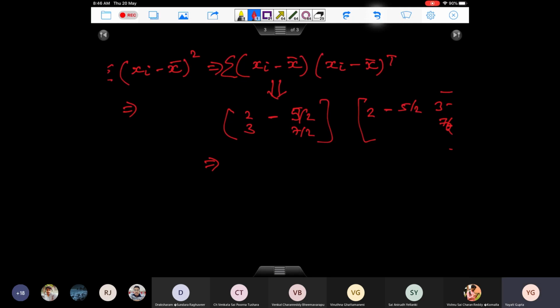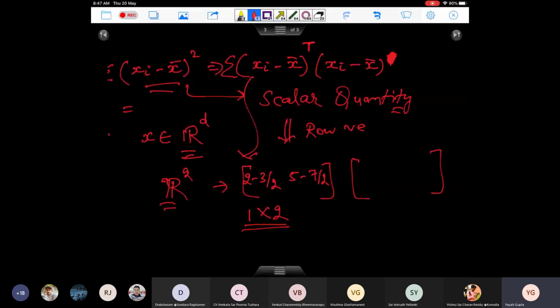So this is going to be a row vector. This row vector, as you can see, has a dimension of 1 cross 2. We have to ensure that because it's a scalar quantity, so there has to be one resultant. And this would be 2 minus 3 by 2 and 5 minus 7 by 2. You can do the matrix multiplications easily. If you multiply this 1 cross 2 with 2 cross 1, you'll end up with a scalar quantity. So this is for your first sample.